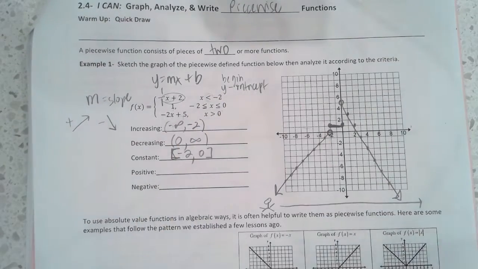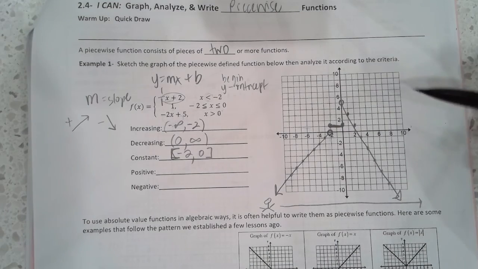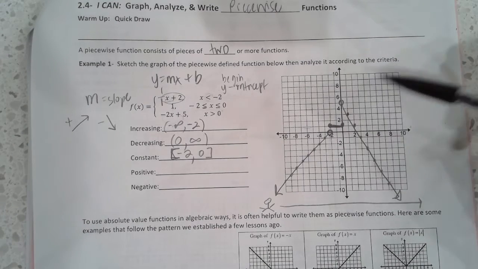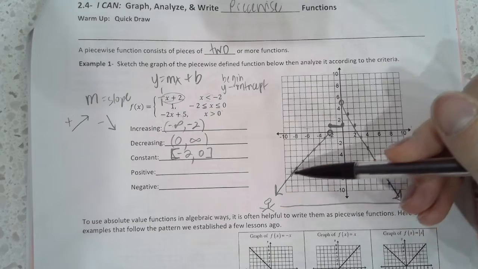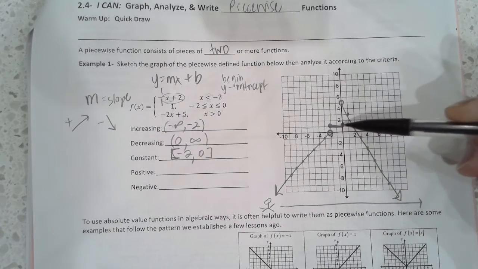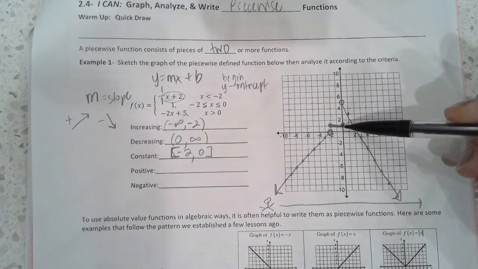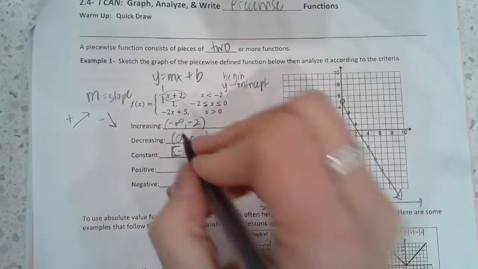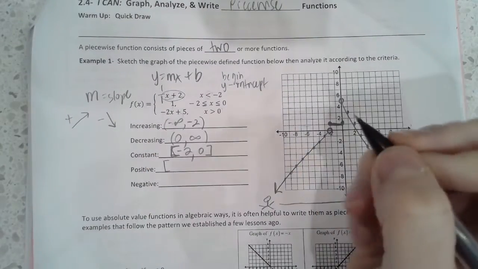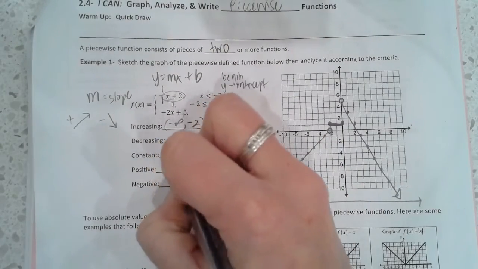Okay, positive means above the x-axis. So we're going to get, again, one at a time. This guy doesn't have anything positive. This guy is all positive, and he has dots that are not touching the x-axis. So we include those in our answer. So he's positive from -2 to 0.